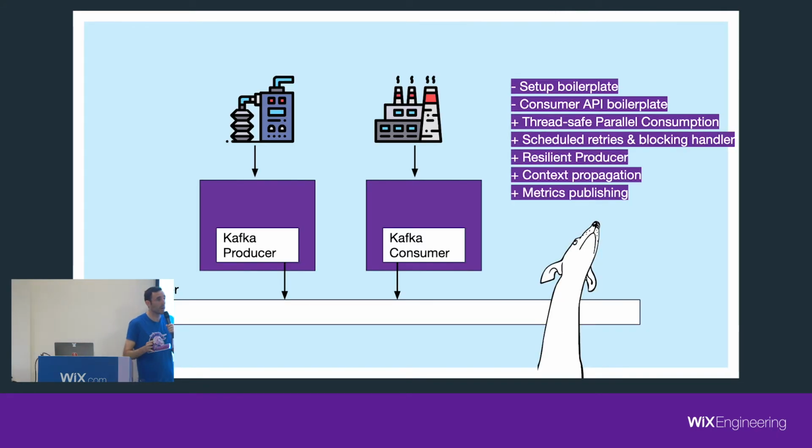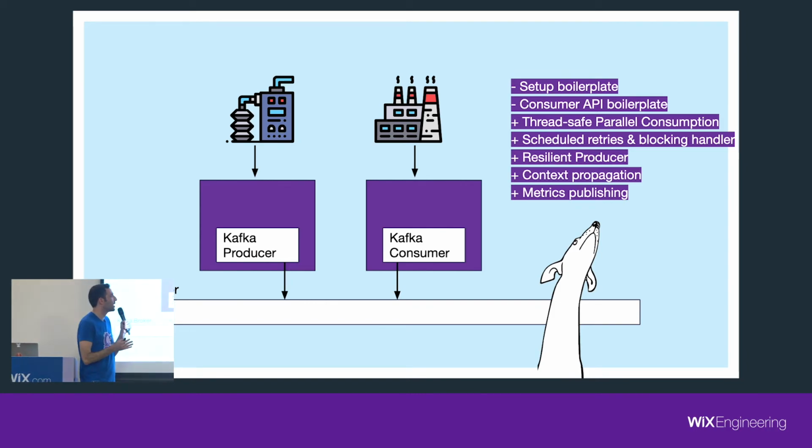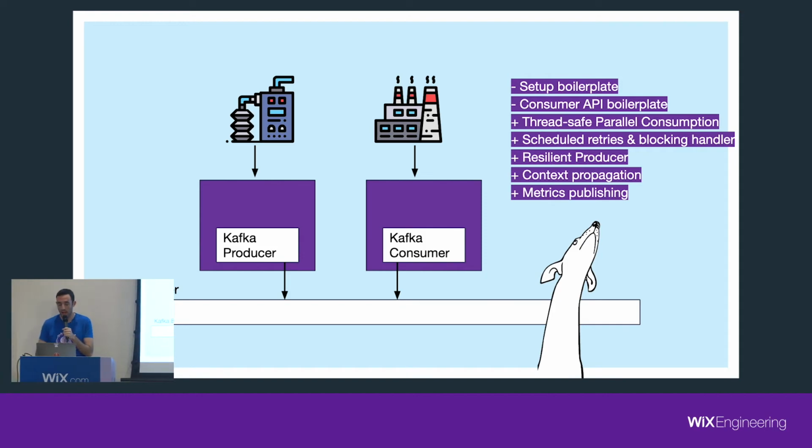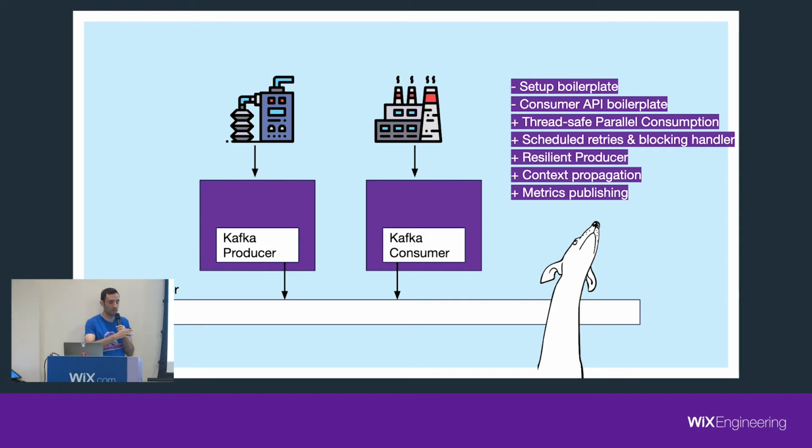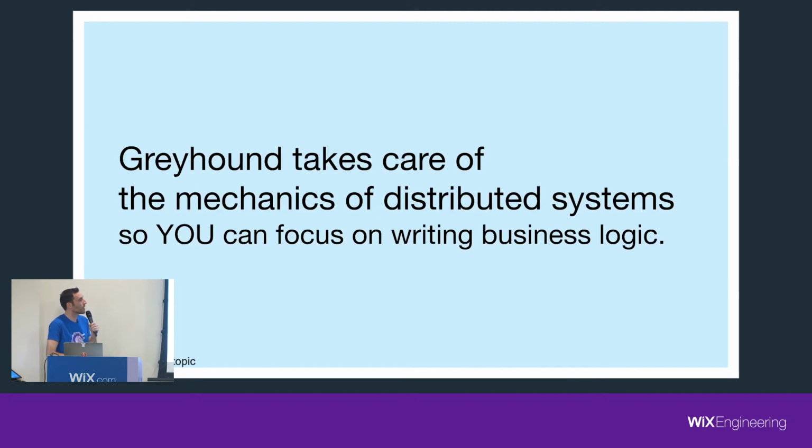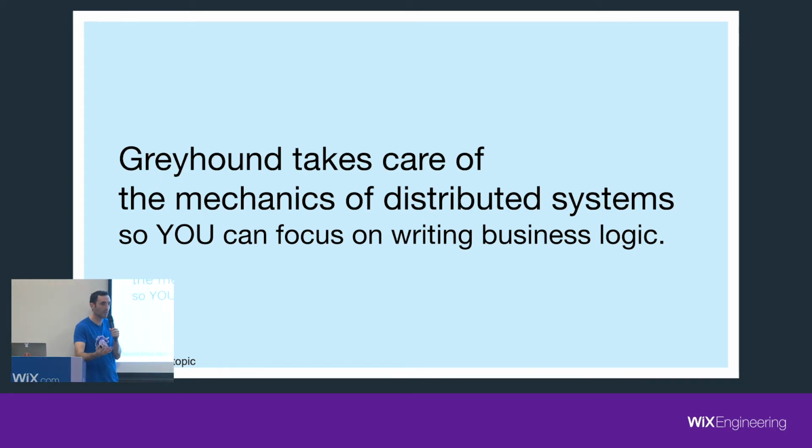So we covered quite a lot of Greyhound features. We have easy setup and a simpler consumer API, thread-safe parallel consumption. We handle retries both on the consumer and the producer side, and context propagation for our HTTP-originating requests, and metrics for production monitoring. So Greyhound takes care of the mechanics of distributed systems, so usually the Wix developer can focus on writing the business logic.